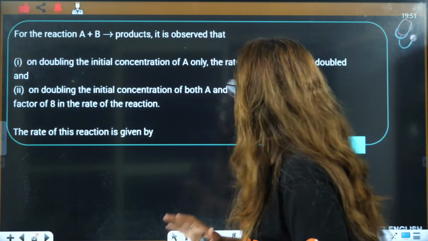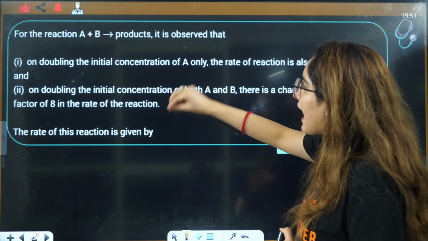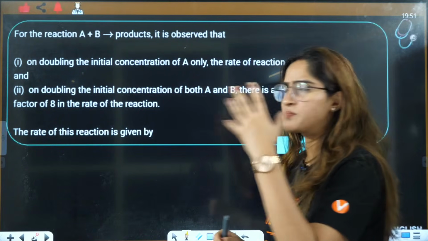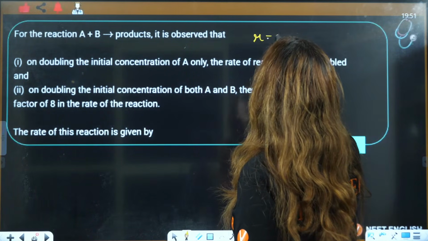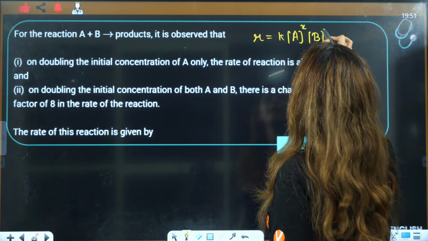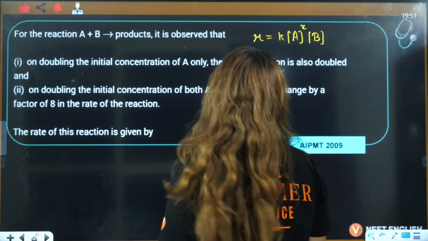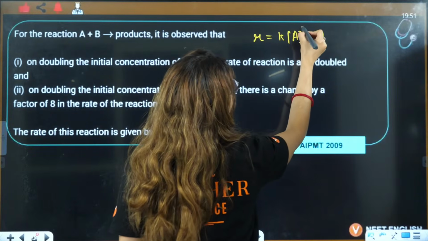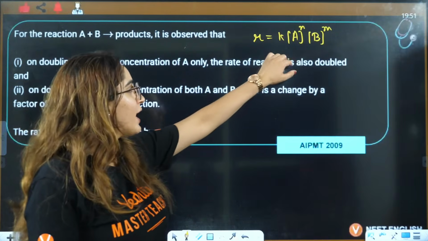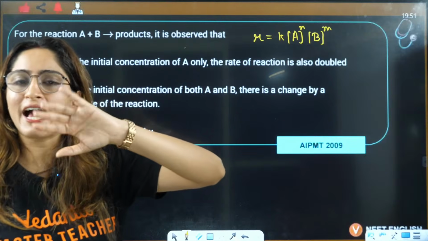Now, I'll just solve these questions in front of you, what exactly we are going to do here. This is a question from your previous year only. For a reaction A plus B to product, the rate law will be R is equal to K, A raised to some power, B raised to some power. I have no idea, so I'll write it N here and M here. With respect to A, the order of the reaction is N. With respect to B, the order of the reaction is M.